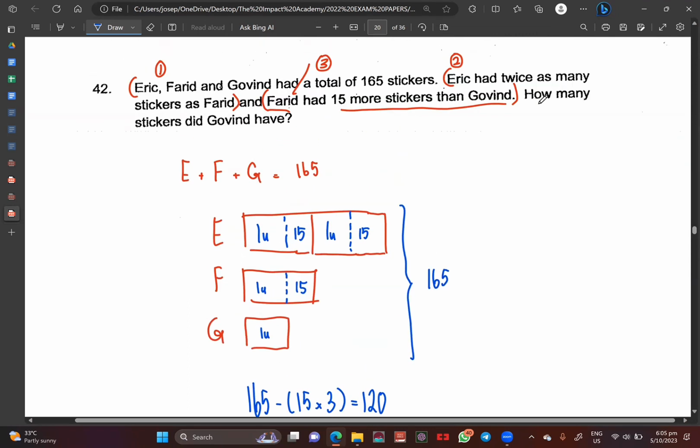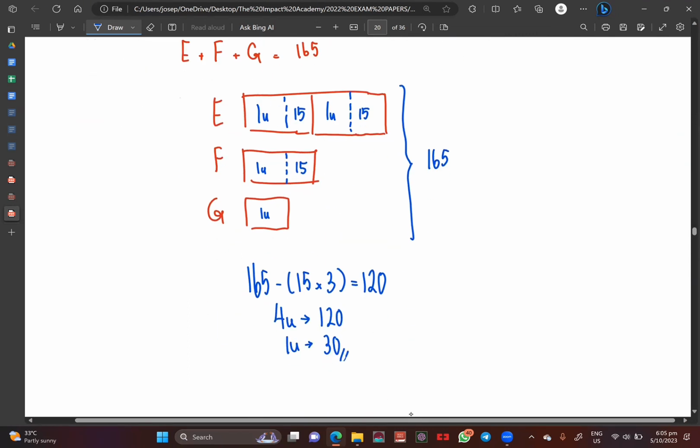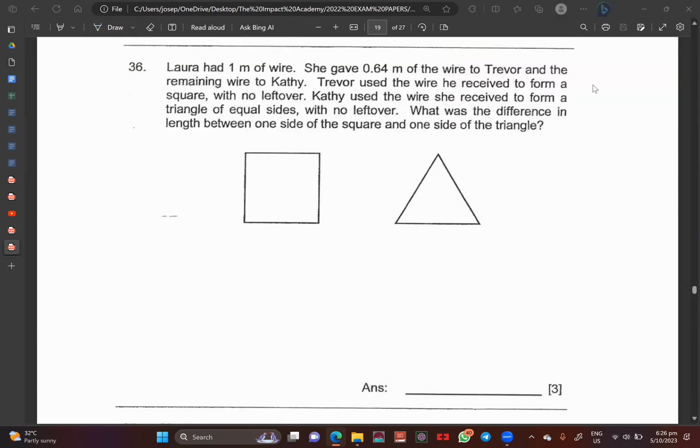Greenman is out. Then you read the question. How many stickers did Govin have? So therefore, your answer for this question has to be 30. Okay, today we are looking at this question.